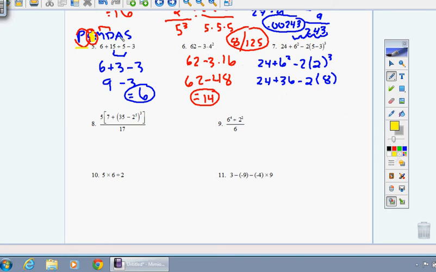Go back to our acronym. Do I have any multiplication or division? I do have multiplication. So that's going to give me 24 plus 36 minus 16. And now we work left to right because all I have left is addition and subtraction. So 24 plus 36 is 60. And 60 minus 16 is equal to 44.